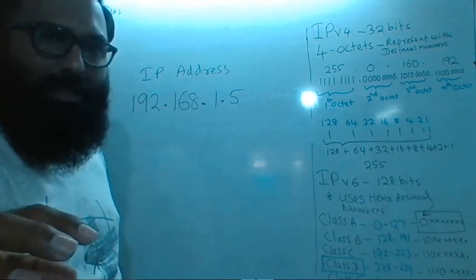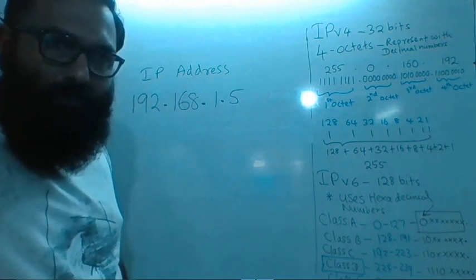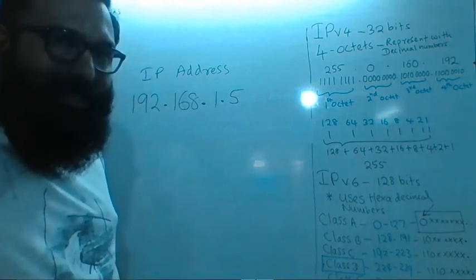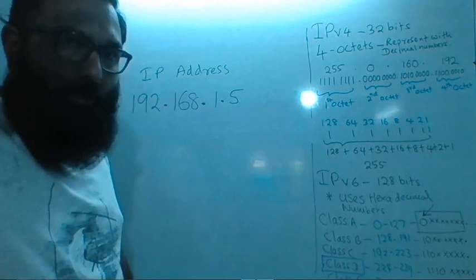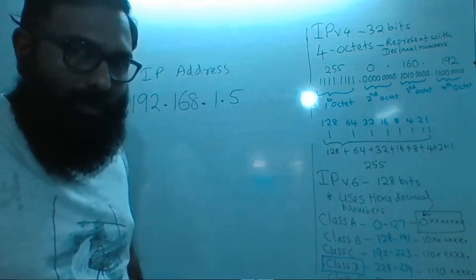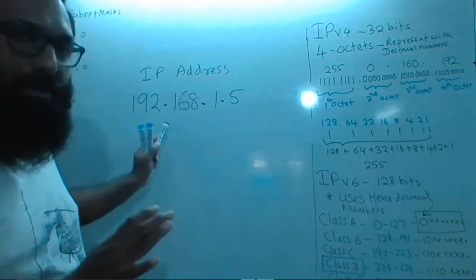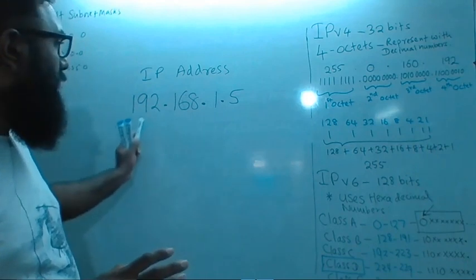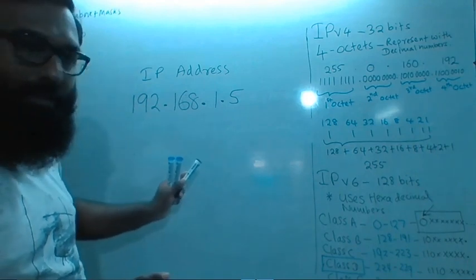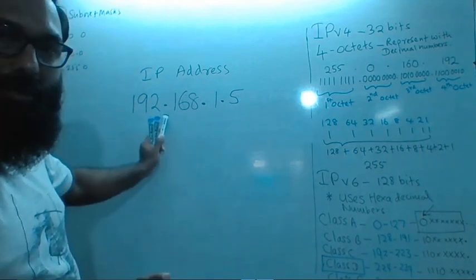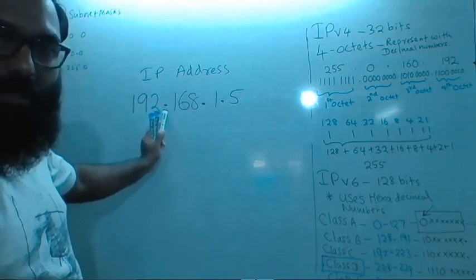Private IP address means that it is not on the internet. Okay, whatever the IP address on the internet, we are calling it a public IP address. Later we'll discuss that. Okay, so when you consider this IP address, here you have decimal numbers. We are separating these decimal numbers with the help of dots.